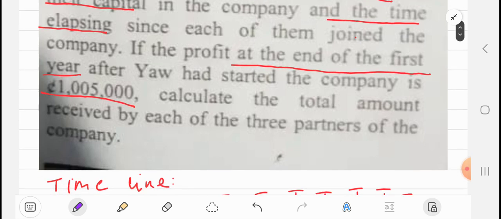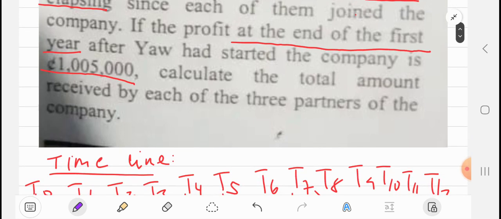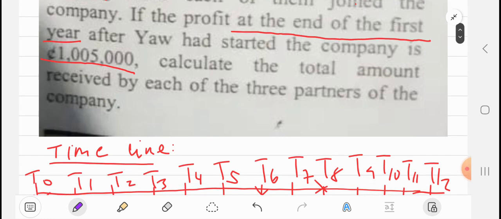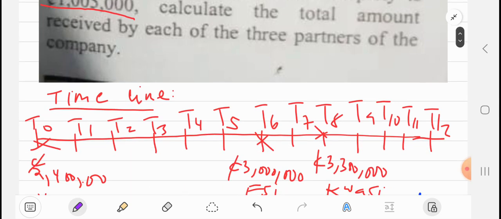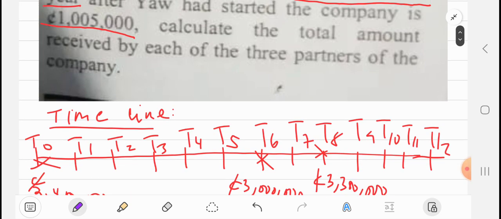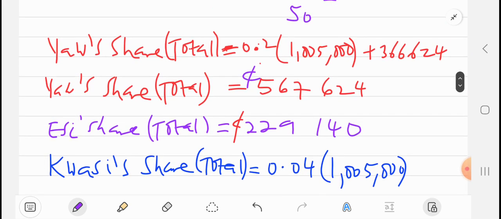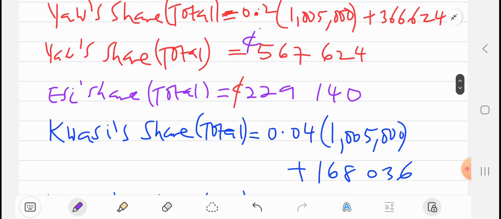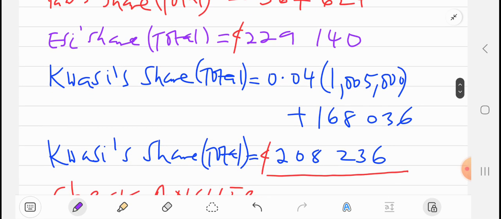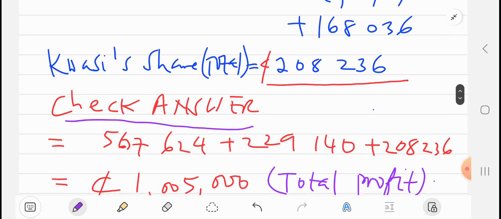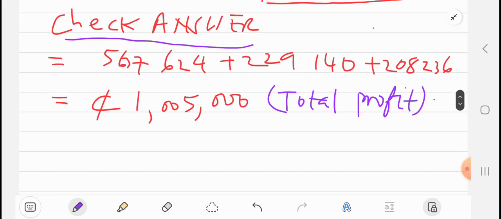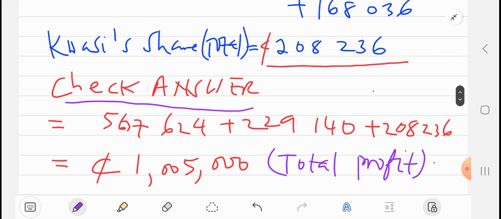If the profit at the end of the first year after Yo had started the company is 1,005,000 Ghanaian cedi, we need to calculate the total amount received by each of the 3 partners. The 3 totals will be Yo, which is 567,624. For SC will be 229,140, and for Kwasi the total is going to be exactly 208,236. And if you add all these 3, you get exactly the total profits the company achieved, which is 1,005,000 Ghanaian cedi.